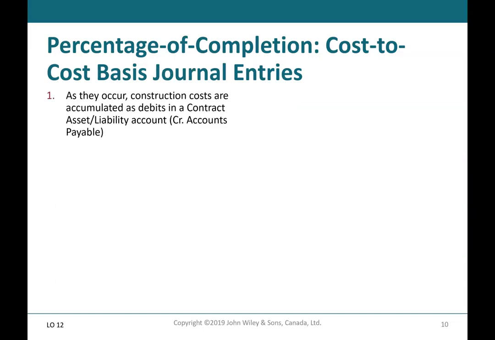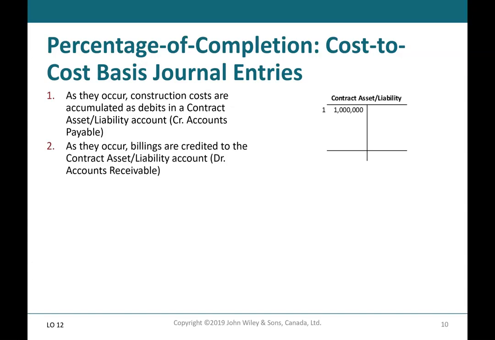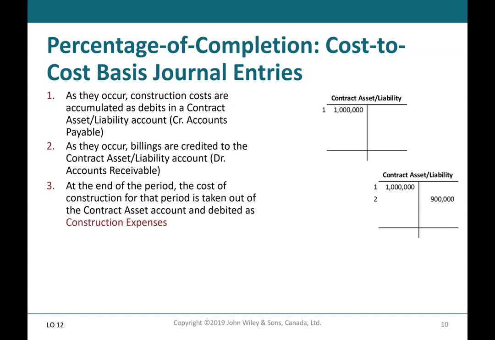Percentage of completion, cost-to-cost basis, journal entries. 1. As they occur, construction costs are accumulated as debits in a contract asset liability account, and then credit accounts payable. So the contract asset or liability, 1, would be 1 million. 2. As they occur, billings are credited to the contract asset liability account, debit accounts receivable. So 2 would be 900,000.